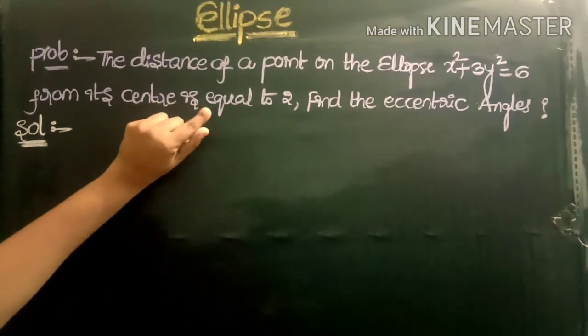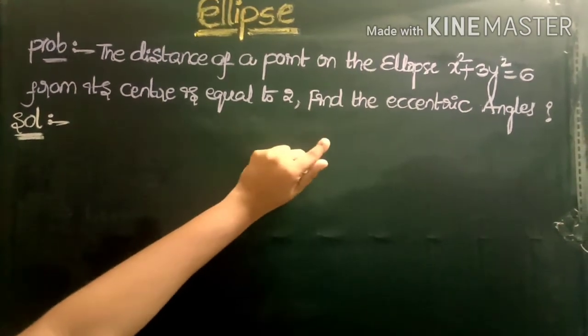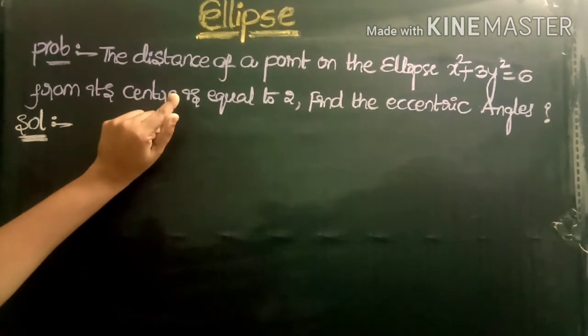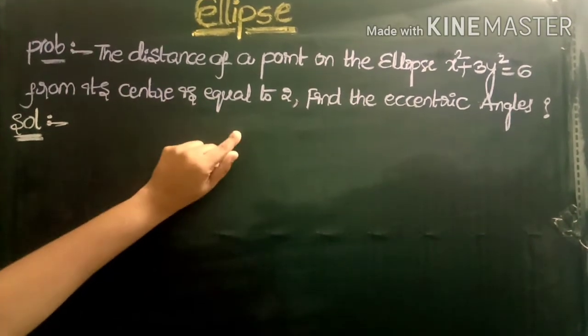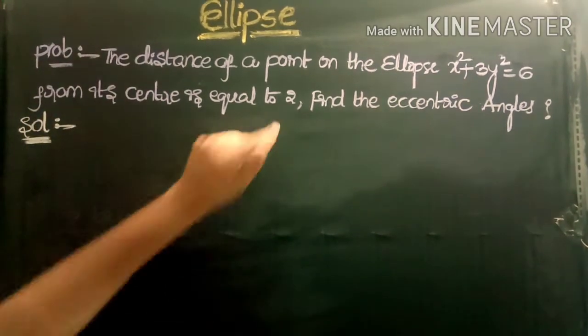The distance of a point on the ellipse x square plus 3y square is equal to 6 from its center is equal to 2, then find the eccentric angles. The distance between the point on the ellipse and its center is equal to 2, that is the given data.